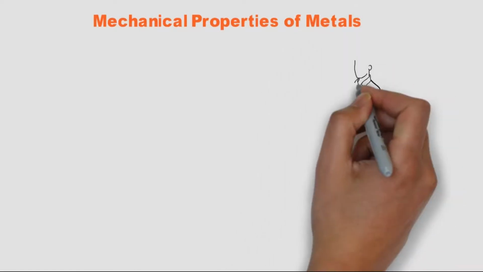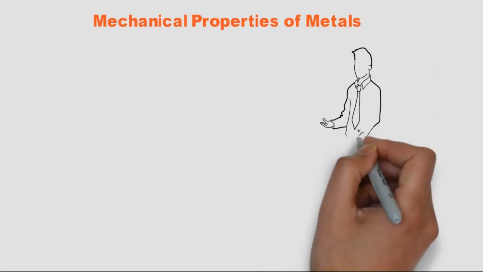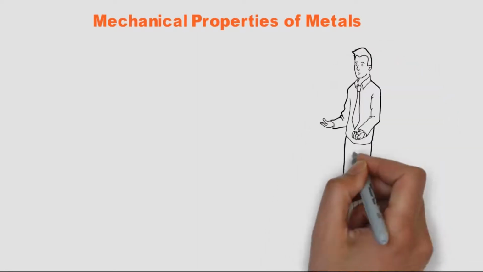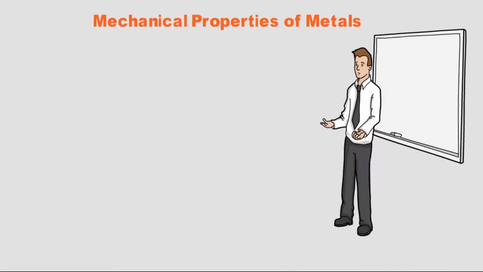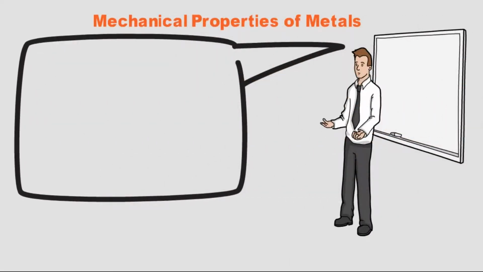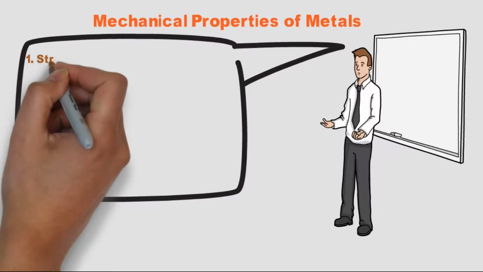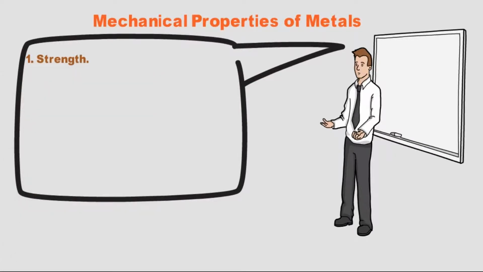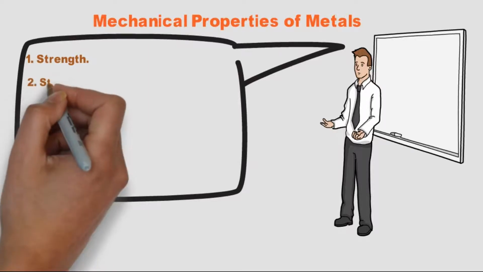Then the next thing is the mechanical properties of metals. It is a very important property of metals. The mechanical properties of metals include, first, strength. Strength is the ability of a material to resist an externally applied force without breaking or yielding. Without breaking when an external force is applied, this ability is called strength.